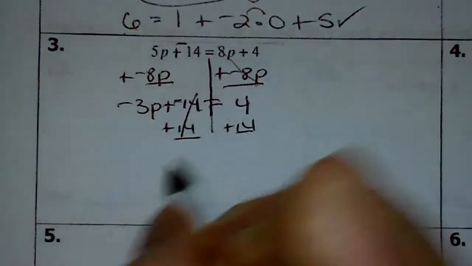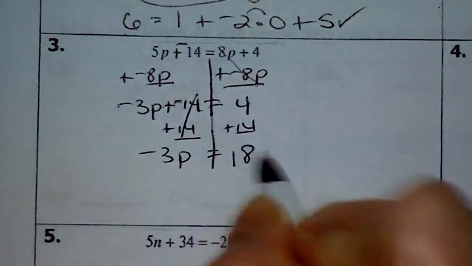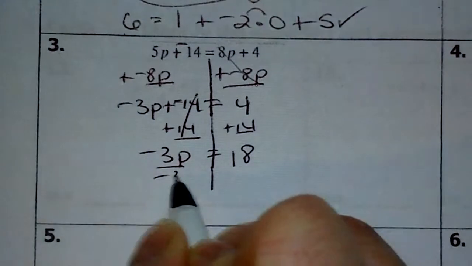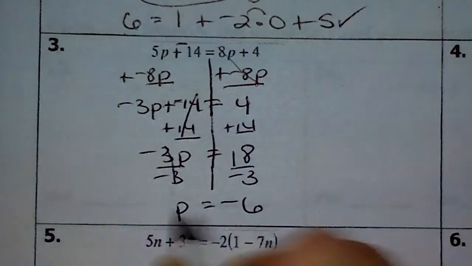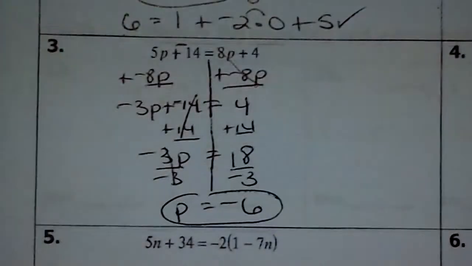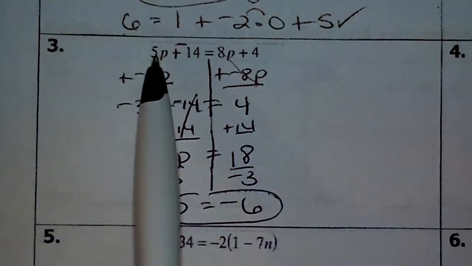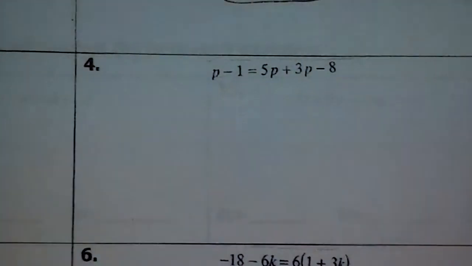You add the opposite of them. -3p is left. 4 plus 14 is 18. A number next to the letter means multiplication, so we divide to get rid of it. And p equals -6. Somewhere in the space you have left, I want you to show me that you know p equals -6 by plugging it in here, plugging it in here, and making sure that one side equals the other. All right, moving on to number 4.